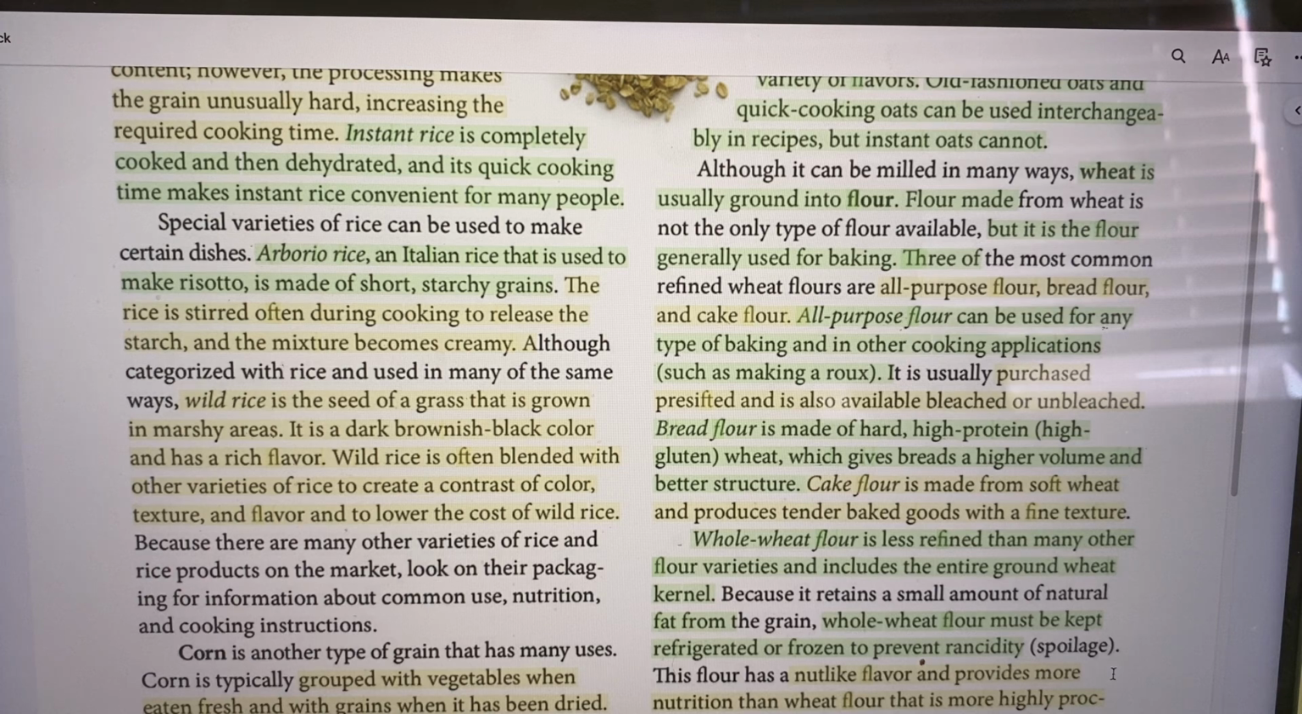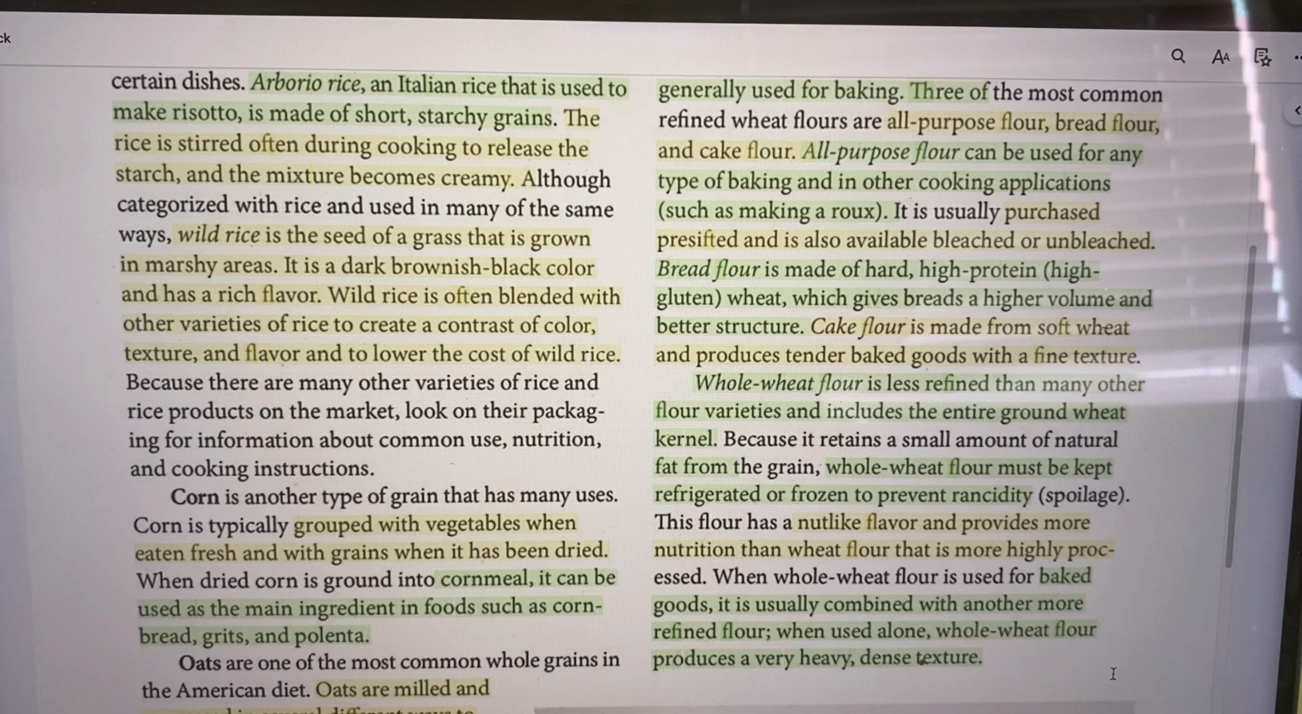Whole wheat flour is less refined than many other varieties and includes the entire ground wheat kernel, which includes the bran and the endosperm and the whole kit and caboodle, right? So anyway, we're going whole wheat here.